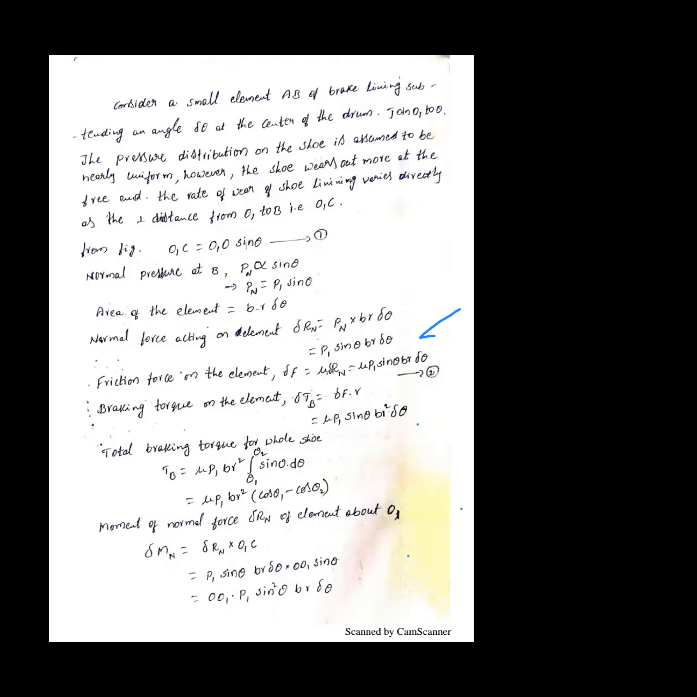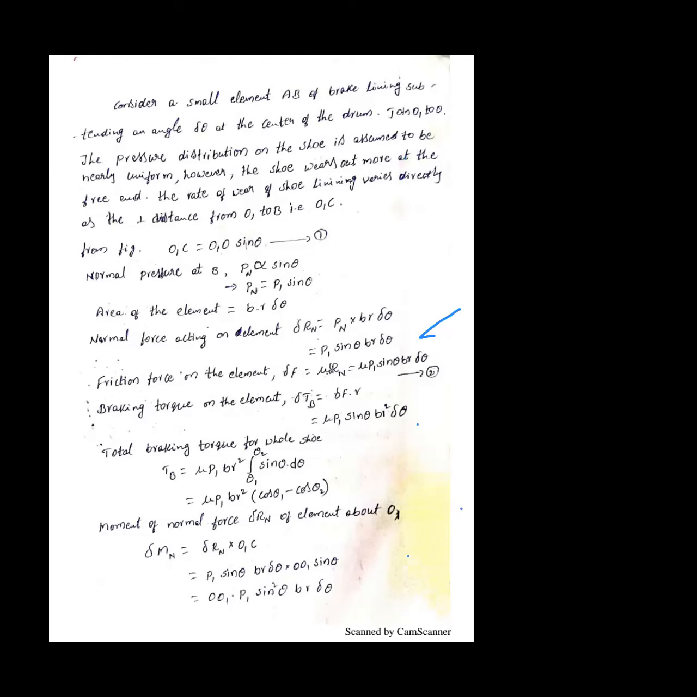For getting the total braking torque on the shoe, simply integrate our earlier value with theta 1 to theta 2. Why? Because those are the limits: theta 1 angle and theta 2 angle. When we integrate the above term, it is mu P1 Br square sin theta delta theta. Integral of sin theta d theta, so simply write mu P1 Br square into cos theta 1 minus cos theta 2.